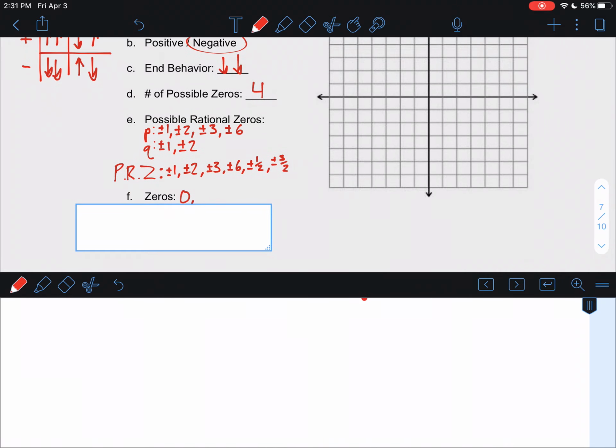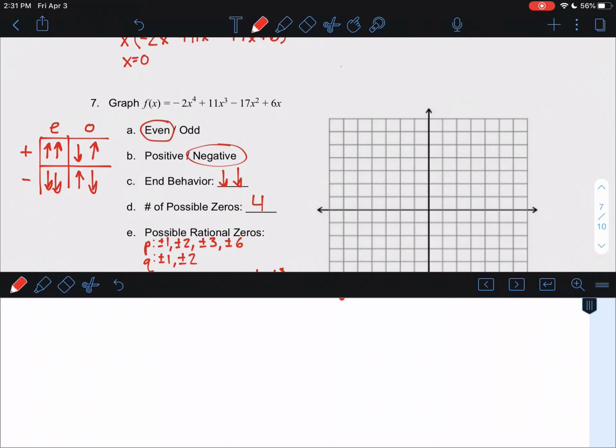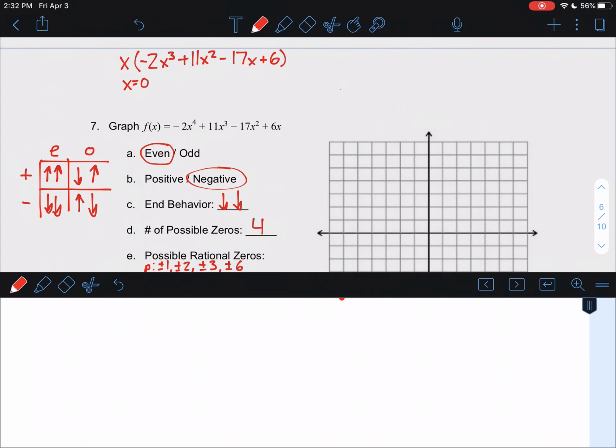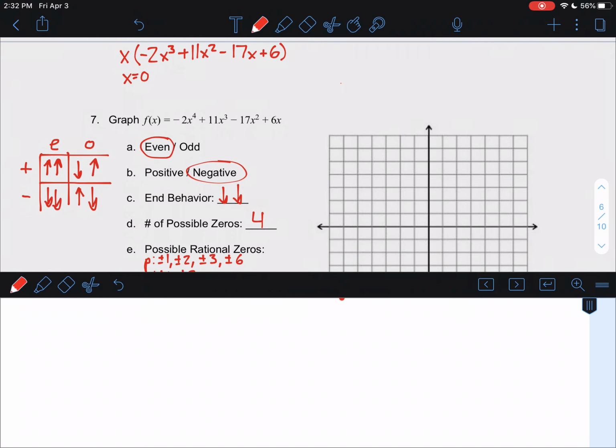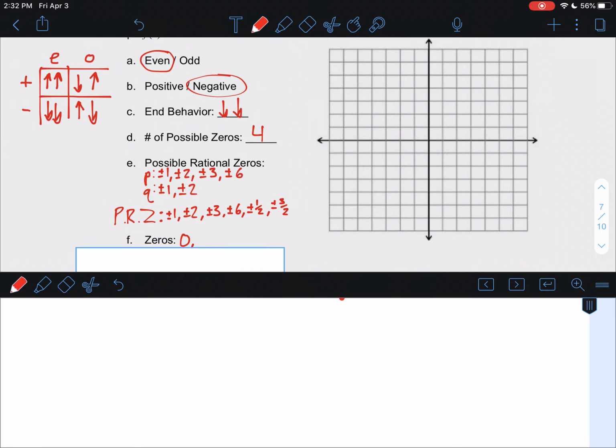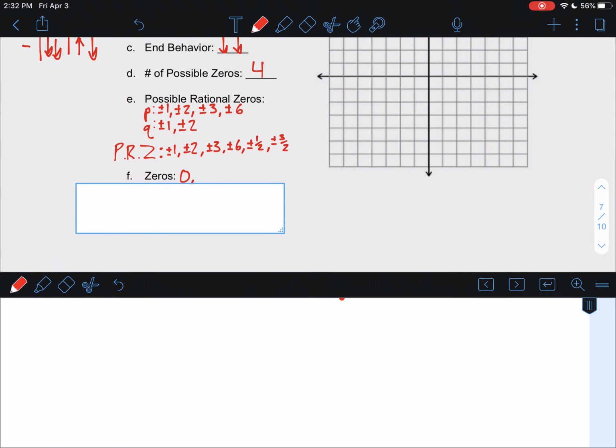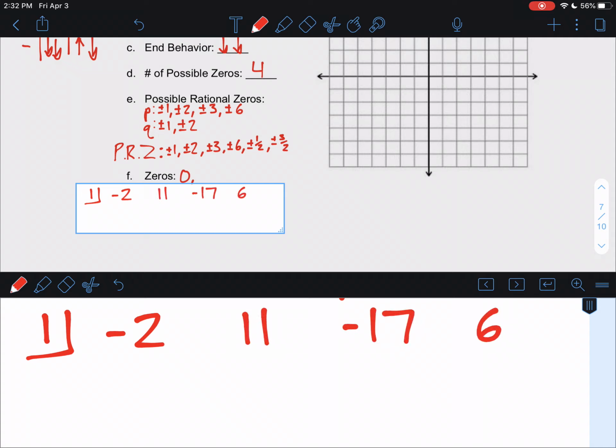I'll make this a little bigger. Okay, so I'm using my new polynomial that I came up with. So that's negative 2x to the third plus 11x squared minus 17x plus 6. And I'm just going to start testing some of these possible rational zeros. So the first one is positive 1. And I believe it was negative 2, 11, negative 17, and 6.